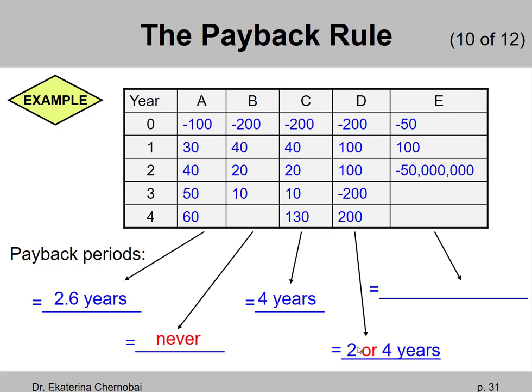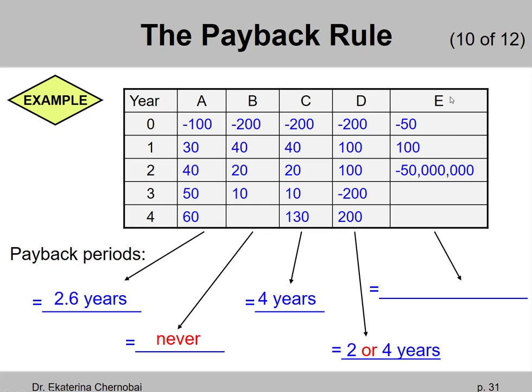And that's a problem. Let's say our cutoff is 3 years, right between the 2 payback periods. What do we do? On the one hand, the actual payback period of 2 years is less than the 3-year cutoff, so the project should be accepted. But on the other hand, it also does not pay back until 4 years, so it should be rejected, which means we cannot use this approach when we have multiple payback periods. It may become a problem.